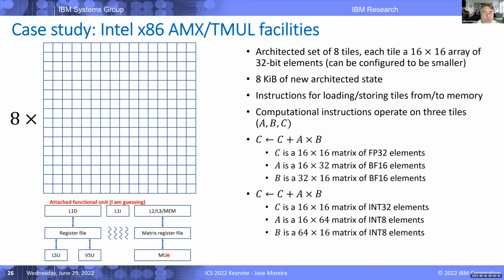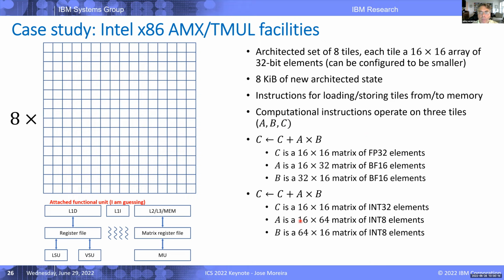And I would believe, if it were me, I would feed directly from L2, L3 and memory, just because these matrix registers are big. It's 1 kilobyte per register. They have 8, so it's 8 kilobytes of register architected state here. And I think if you were to feed this from L1, you would thrash your L1 pretty quickly. But this is the organization I'm guessing. All the errors are mine. You can load tiles directly from and to memory, and you can do complete matrix multiplication instructions with those tiles.